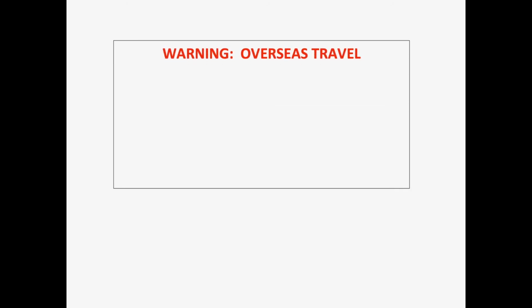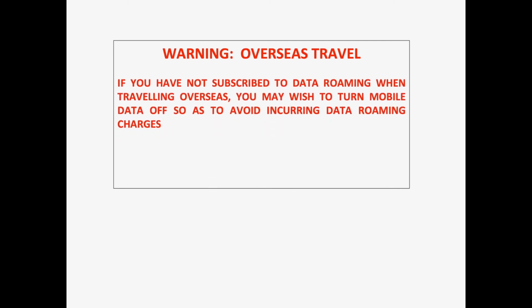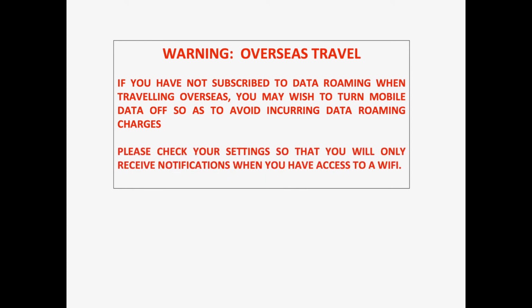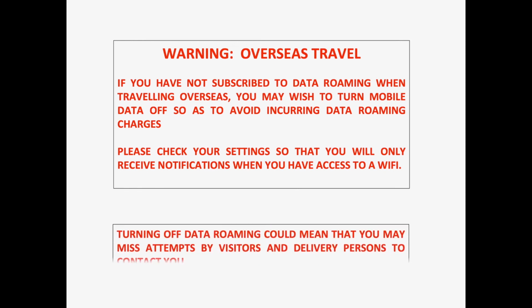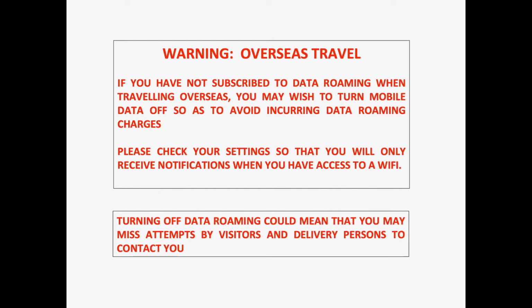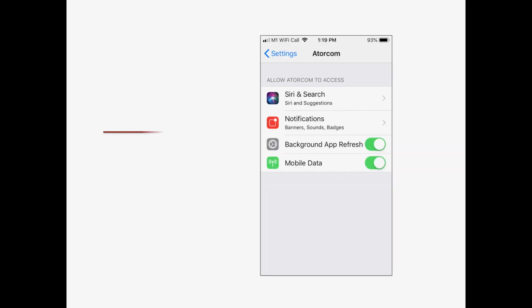Warning: Overseas Travel. If you have not subscribed to data roaming when traveling overseas, you may wish to turn mobile data off so as to avoid incurring data roaming charges. Please check your settings so that you will only receive notifications when you have access to a Wi-Fi. Turning off data roaming could mean that you may miss attempts by visitors and delivery persons to contact you.